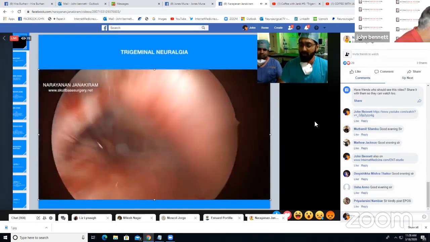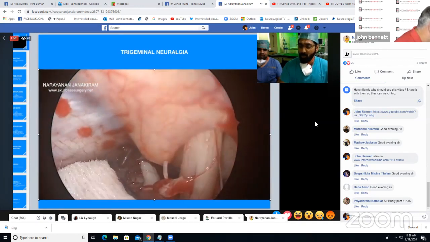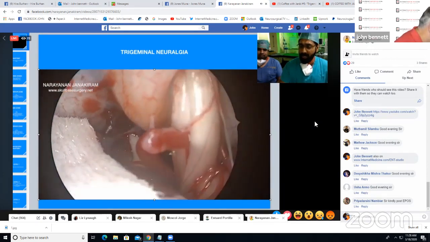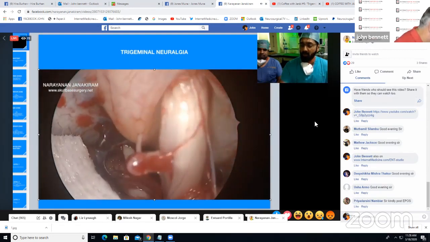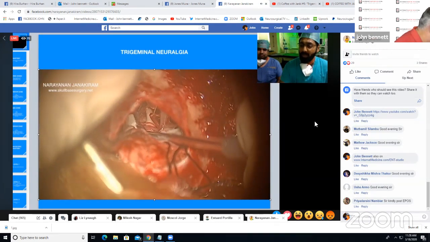You can see very beautifully the trigeminal nerve is being compressed anteriorly, and there are two loops actually. That's the anterior loop. You can see that. This is the acousticofacial bundle, the ICA there, and now what we are doing is we are trying to release the ICA loop there.